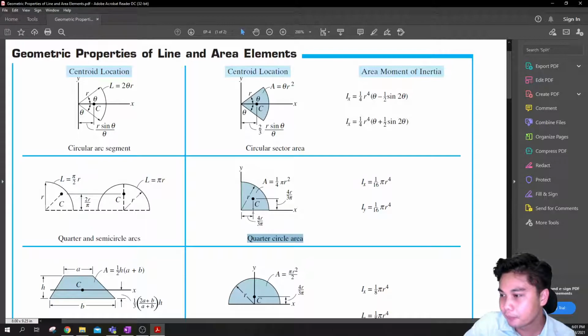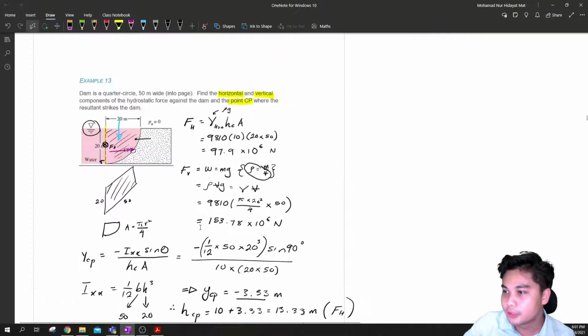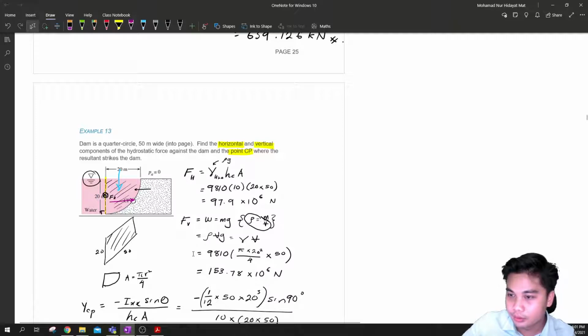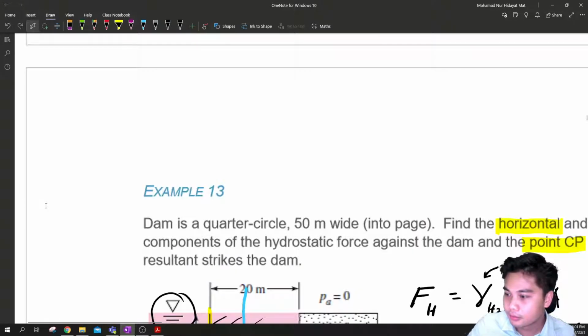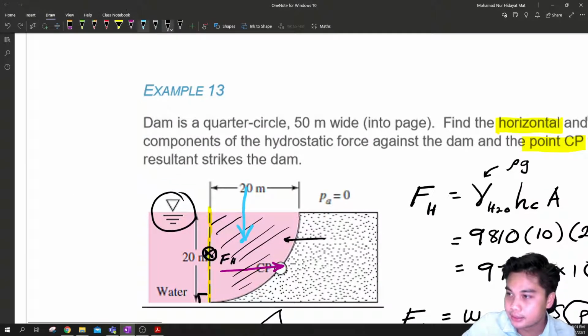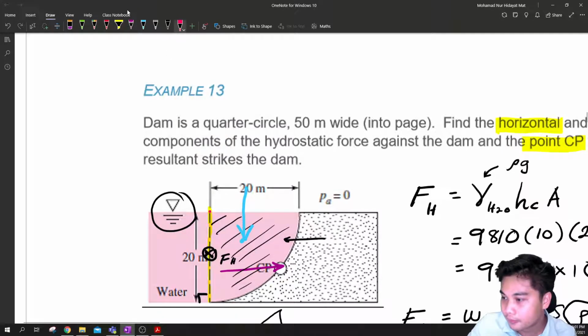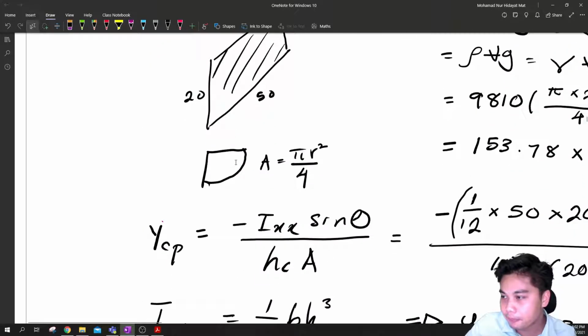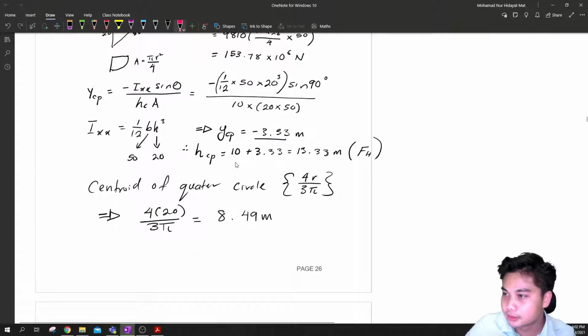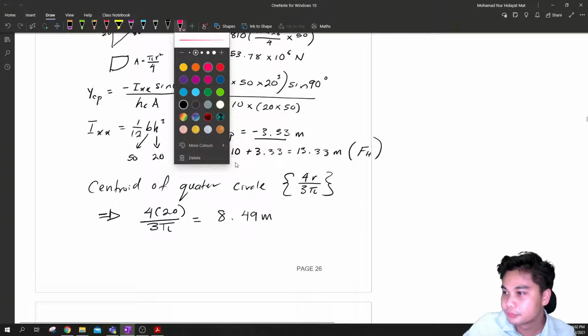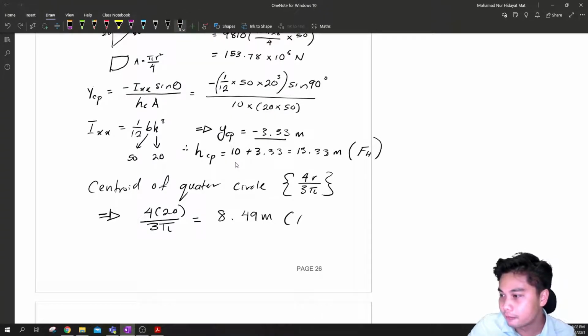center to the centroid. Okay, so for this case, where is the center? This is the center. From the center to this point is actually 8.49 meter, and that is the location of the vertical force. Okay, so that is the location for the FV.